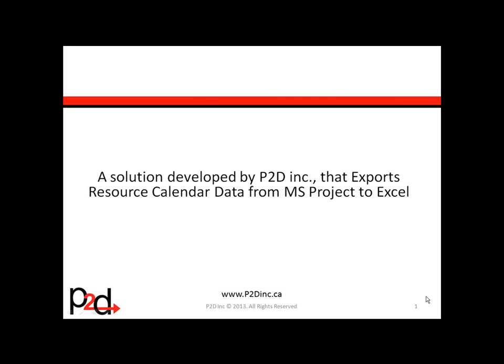Here's a demo of a solution developed by P2D that exports resource data from Microsoft Project to Excel. Would you like to have a comprehensive report that displays the calendar exceptions, that is, the non-working days of your resources? Well, we output the resource calendar exceptions to Excel in two types of formats. One, formatted as a timeline, as we'll see in a moment, along with the available resource work hours, and another as a list, which includes the description entered for each resource exception.